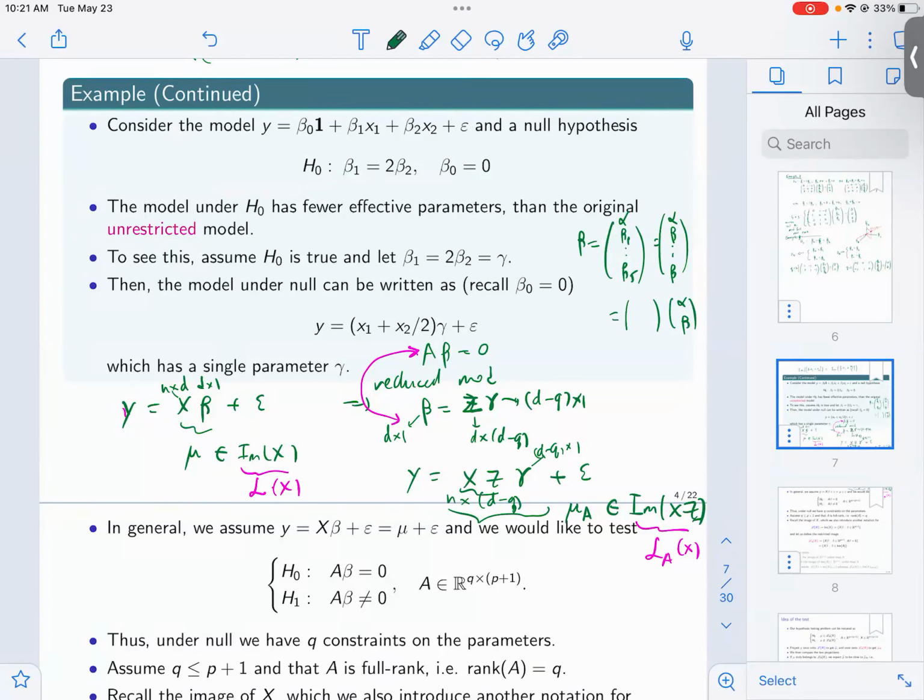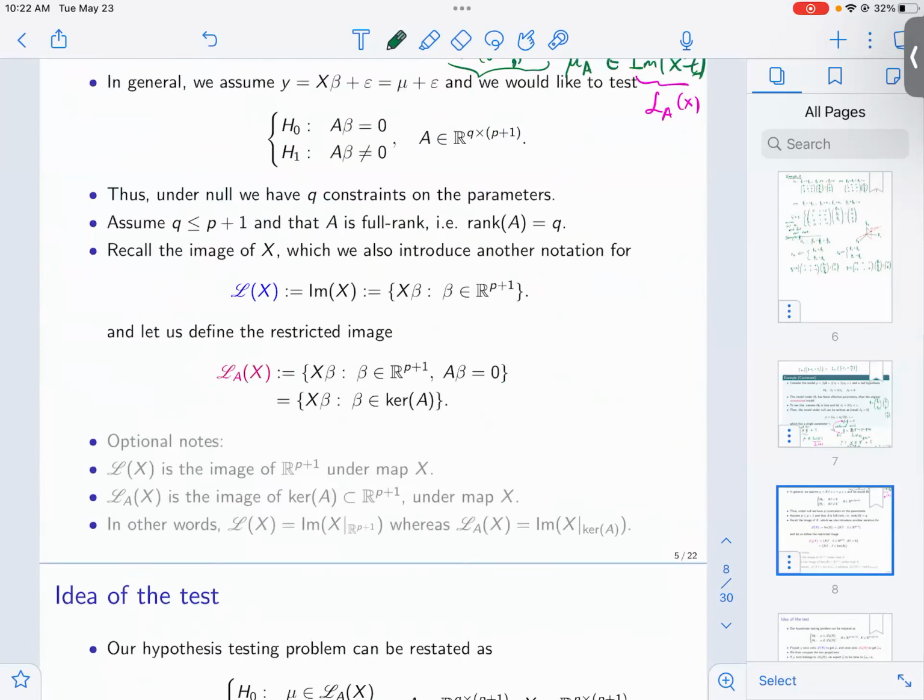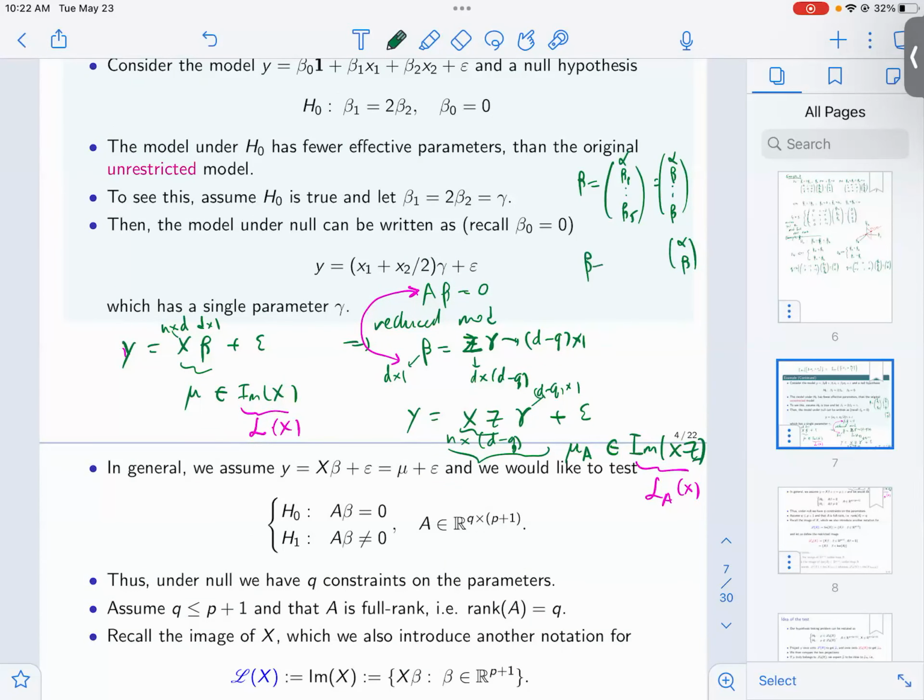So what would that Z be? I need something which is 6 by 2, because this is 6-dimensional and the number of new parameters is 2. So I want to map 2 to 6. So that Z would be something times alpha and beta. So 6 by 2.